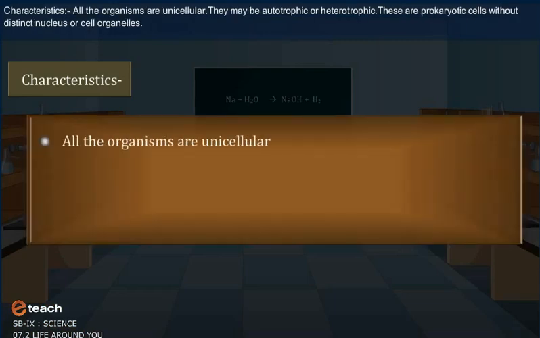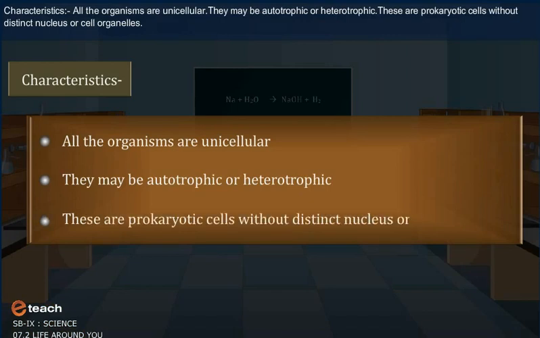Characteristics. All the organisms are unicellular. They may be autotrophic or heterotrophic. These are prokaryotic cells without distinct nucleus or cell organelles.